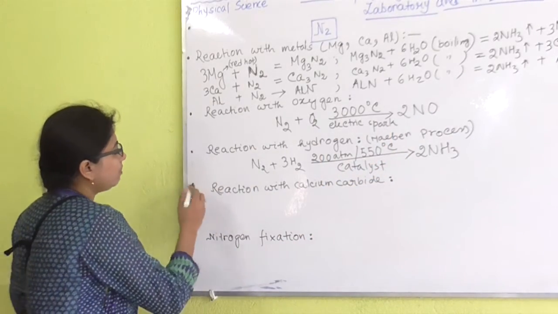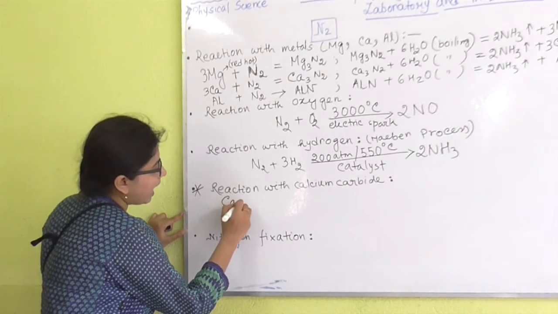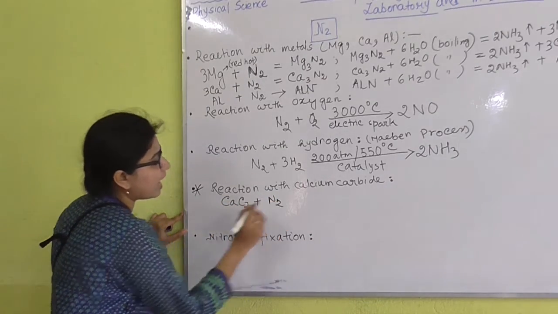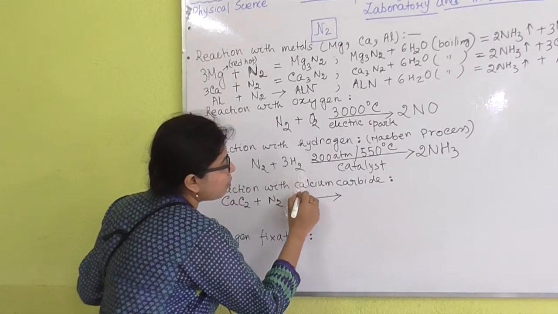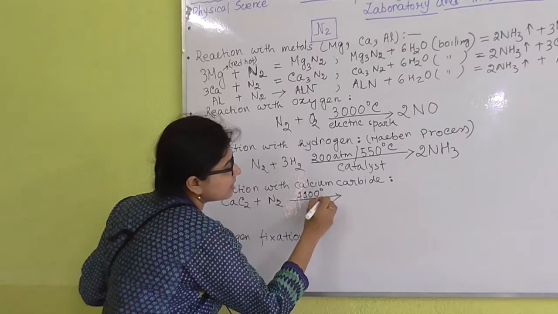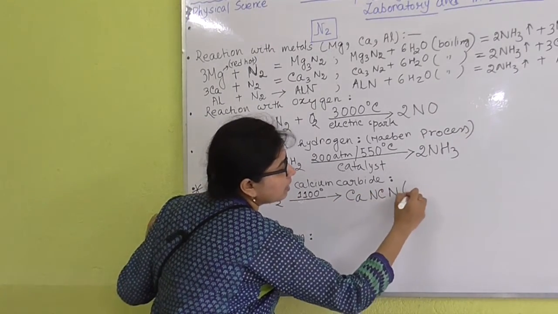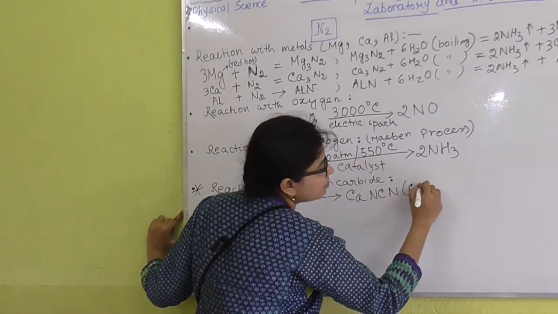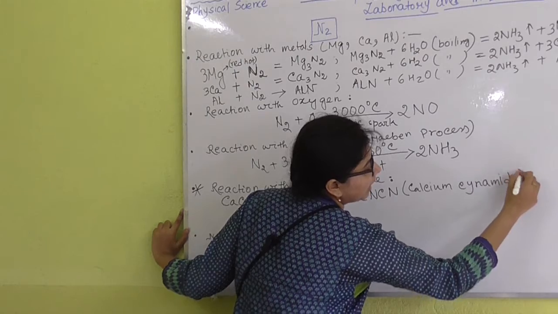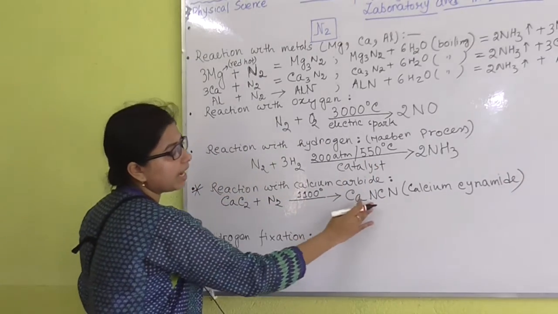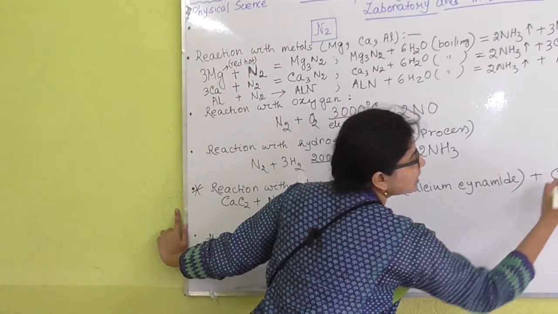And the last thing is very important, that is reaction with calcium carbide. If we add nitrogen gas to the calcium carbide, this is CaC2, that is calcium carbide, at 1100 degrees Celsius temperature, we will get CaNCN. The compound is calcium cyanamide. Okay, calcium cyanamide, CaNCN. Along with this, we will get carbon.